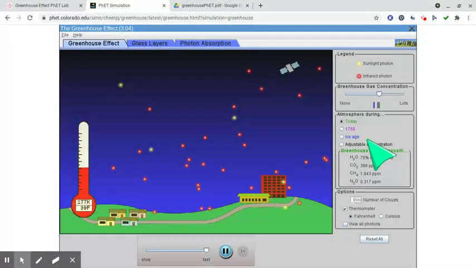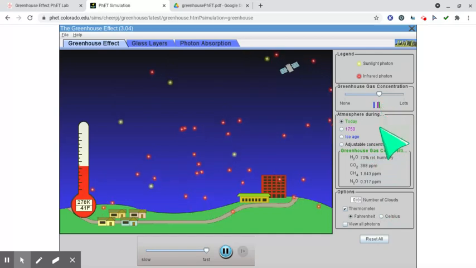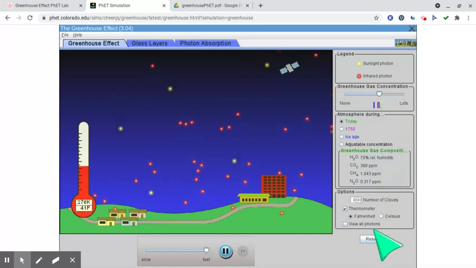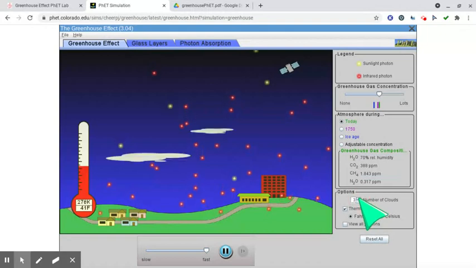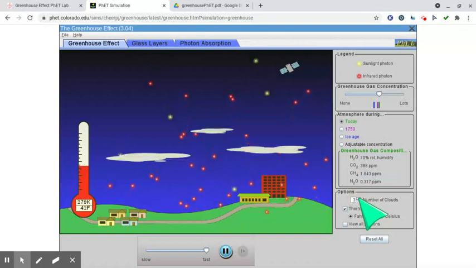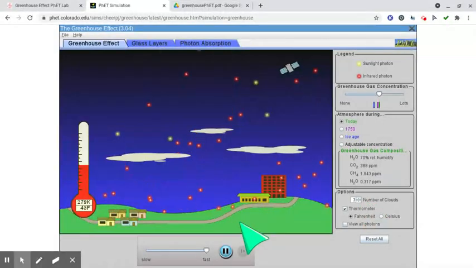Adjustable concentration. Looks like we do not have a cloud. Oh, number of clouds right here. Options. Let's put tons of clouds. That's all we can put. It's 3. Okay. So we have 3 clouds. Let's watch what happens with our clouds.